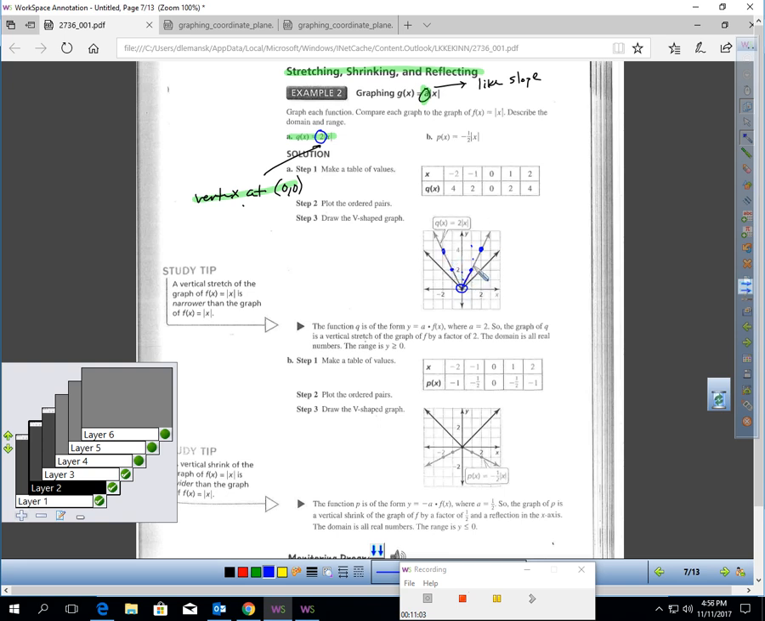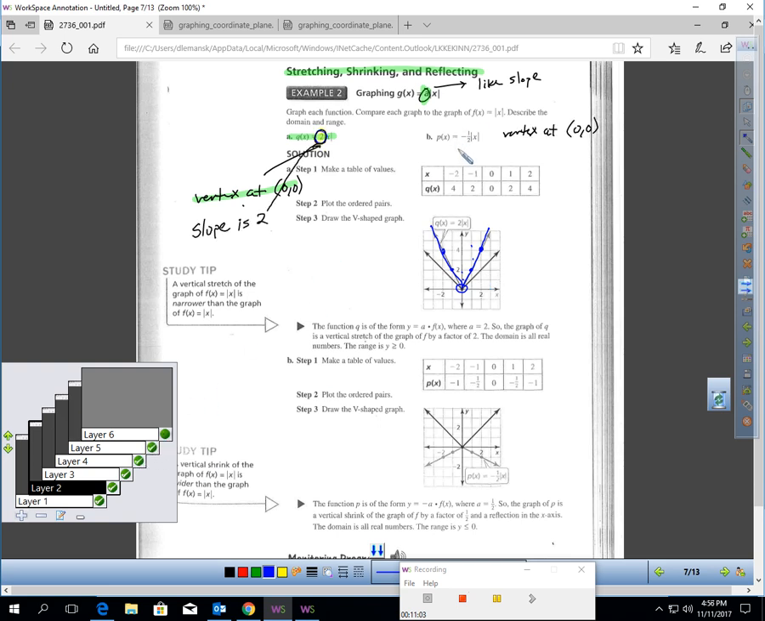And there is the graph, they're doing it in the book, of q of x equals, I misspoke, 2 times the absolute value of x. You know the domain here, x would be all reals, and the range would be any y value greater than or equal to 0.